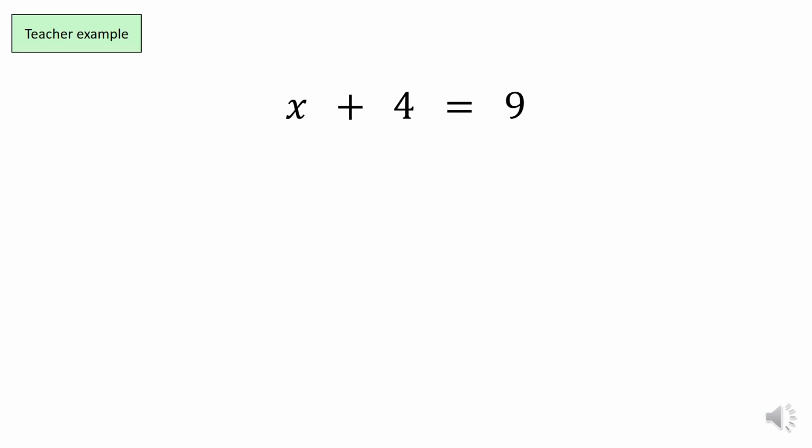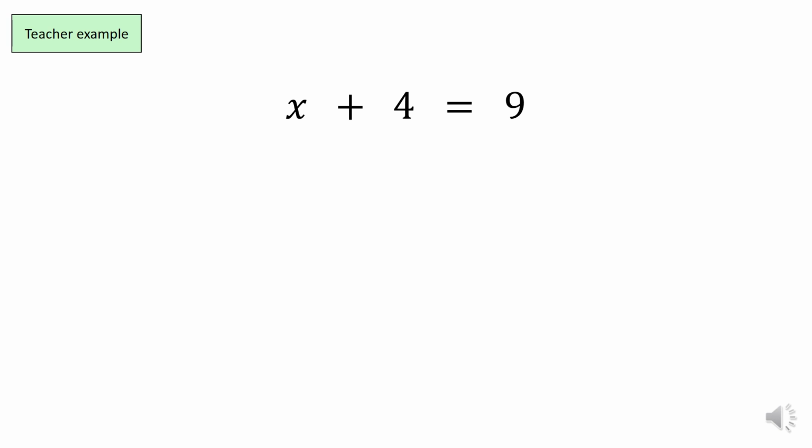To start with, I'm going to go straight into an example. We have been given a question here where we know x, so it's an unknown number. We're just calling it x. You could call it a or b or c or whatever. We're calling it x. When you add 4 to it, it becomes 9. So x plus 4 equals 9.